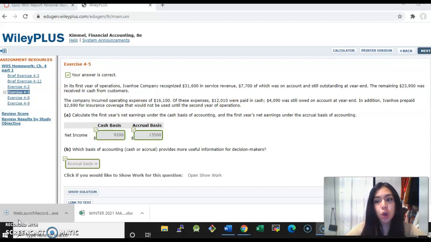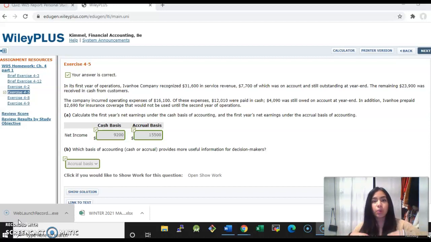In addition, Ivanhoe prepaid $2,690 for insurance coverage that would not be used until the second year of operations. So the first question asks, calculate the first year's net earnings under the cash basis of accounting and the first year's net earnings under the accrual basis of accounting.